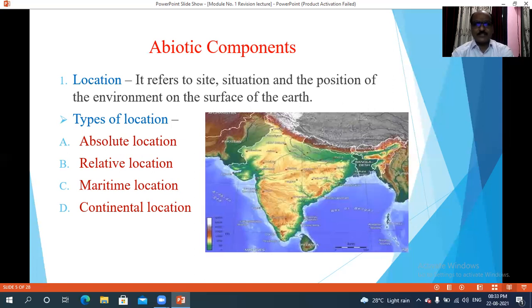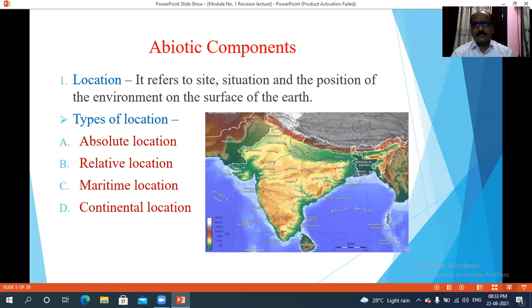Then another is continental location, the location found in the interior part of the continent, away from the oceans and seas. That location is called continental location. For example, take Pune. It is a continental location. Mumbai is a maritime location, very close to the sea. Pune is far away from the sea, so it is called a continental location.